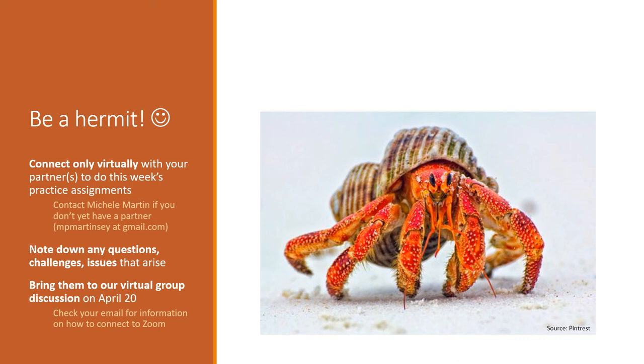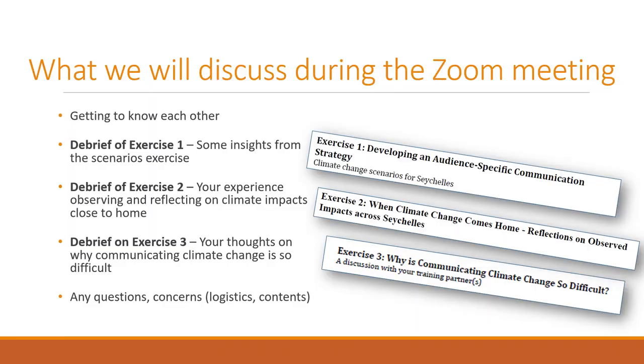As you process, take down questions, challenges, issues, concerns, anything you have so that we can discuss it in our Zoom meeting. And be ready to share them and let us know. So very important for you to be a hermit crab and do this virtually. What we'll do in the Zoom meeting is discuss basically anything that came up in exercises 1, 2, and 3. Obviously, we'll get to know each other a little bit and then focus on the questions and concerns, whether that's logistics or content that you might have had.